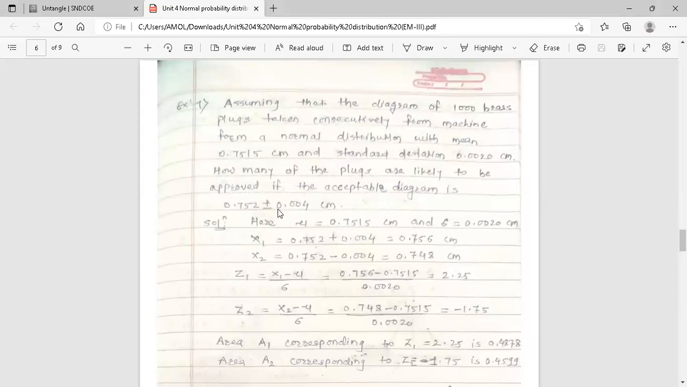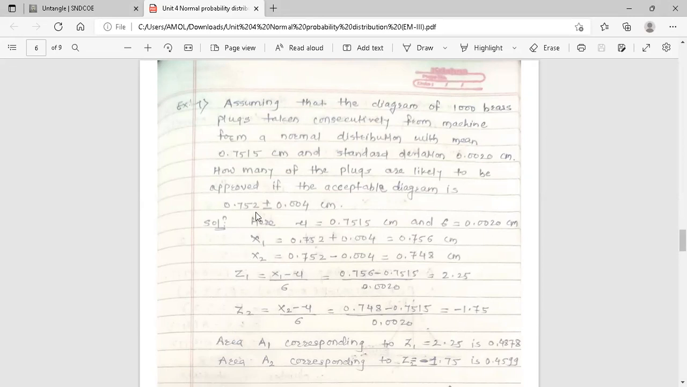For 0.752, at once you add 0.004 centimeter and at once you subtract 0.004. So you will get the values of x1 and x2. See, what is x1? 0.752 plus 0.004 is equal to 0.756 centimeter.